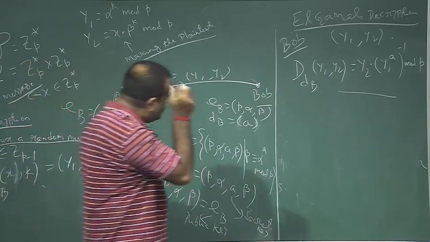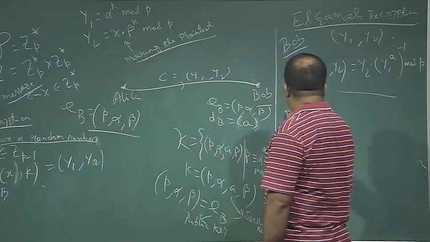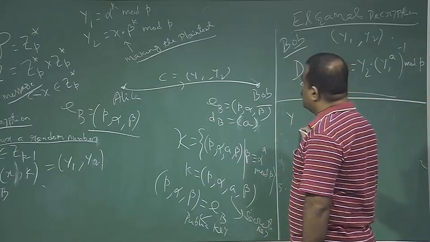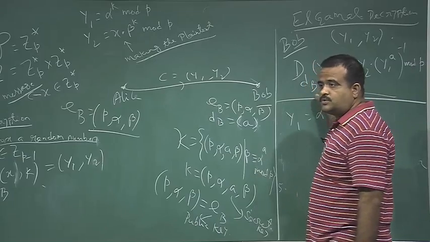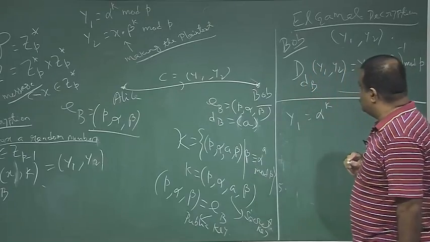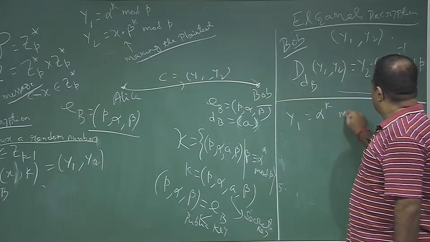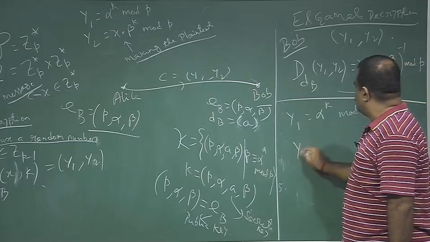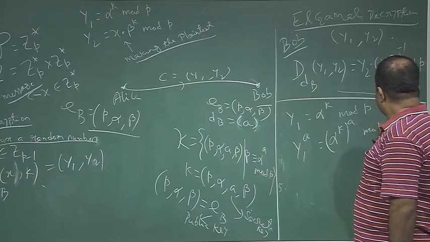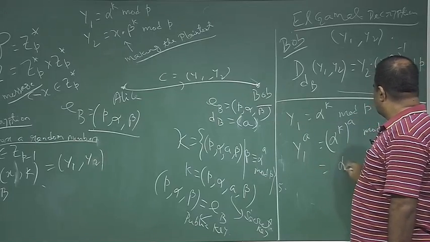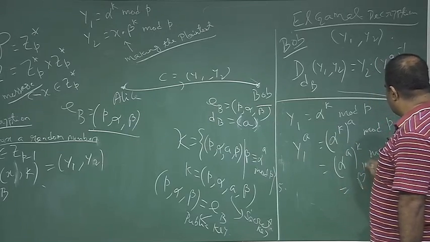So, this is because, see, y1 is what? y1 is alpha to the power k. Actually, Bob is not knowing k. Without knowing k, Bob should be able to decrypt it. That is the beauty of this cipher. So, y1 is this mod p. Now, what is Bob doing? Bob is doing y1 to the power a, which is basically alpha k to the power a mod p, which is nothing but alpha to the power a to the power k mod p, which is basically beta to the power k mod p.